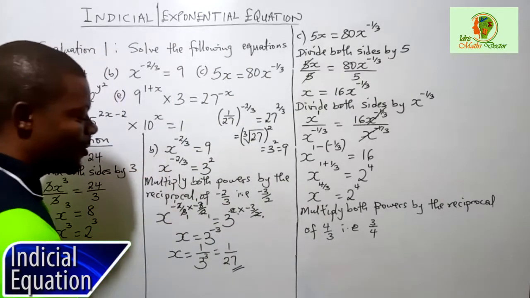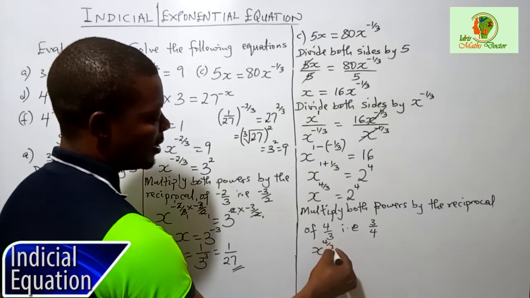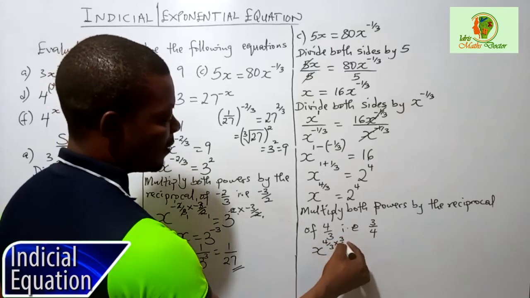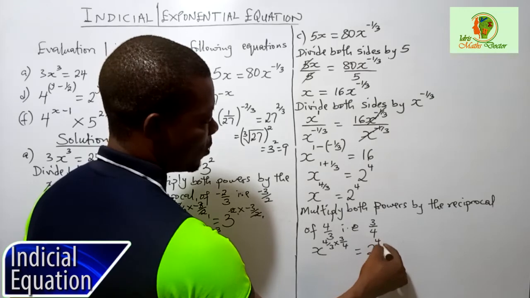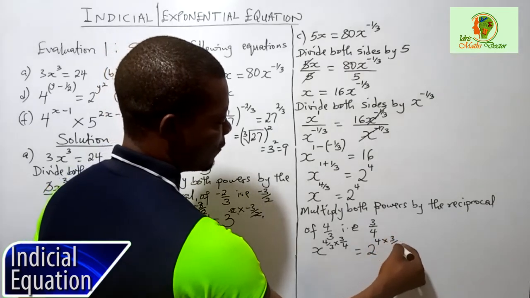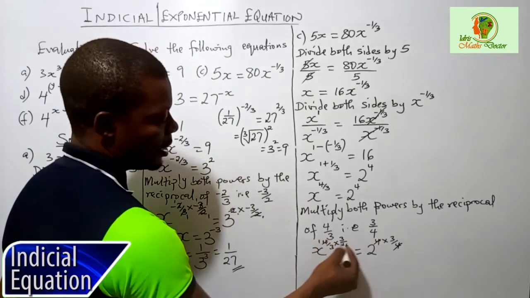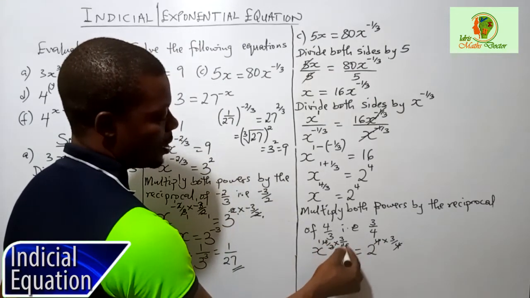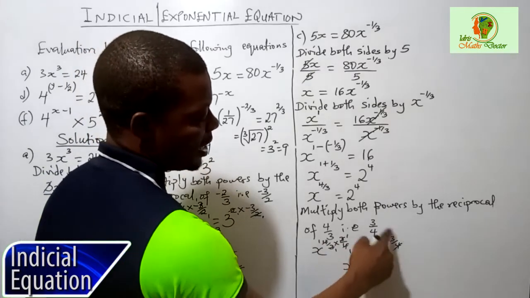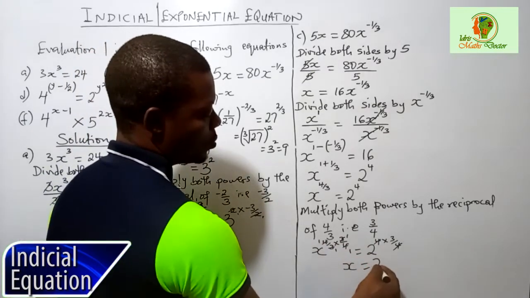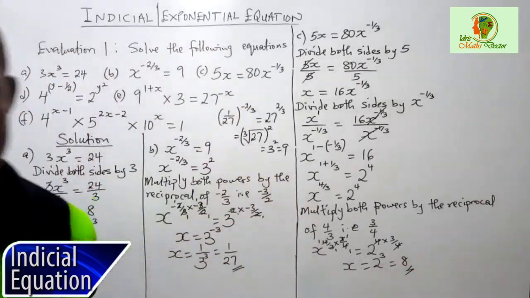I can see you are flowing. So that gives us x raised to power 4 over 3 times 3 over 4, equal 2 raised to power 4 times 3 over 4. The 4 here cancels the 4 here: 4 here 1, 4 here 1, 3 here 1, 3 here 1. So this side is just x. And what do we have left here? 2 raised to power 3, and that gives us 8. The answer there is 8.